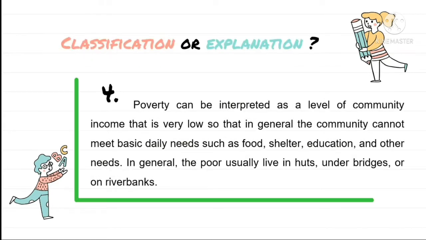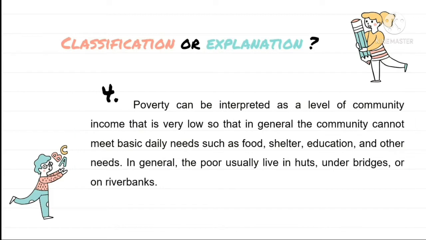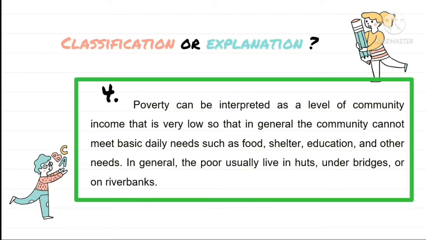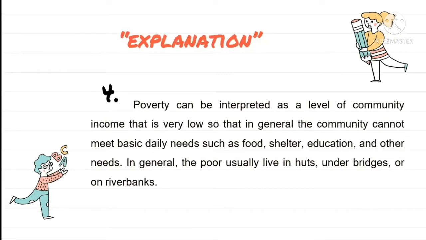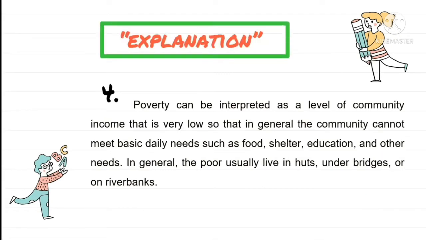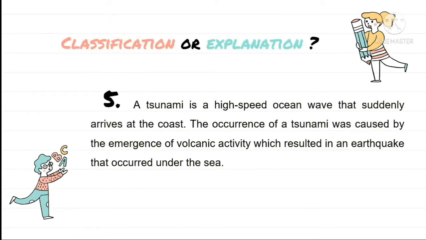Number 4, poverty can be interpreted as a level of community income that is very low, so that in general the community cannot meet the basic daily needs such as food, shelter, education, and other needs. In general, the poor usually live in huts, under bridges, or on riverbanks. The correct answer is explanation, because this paragraph defines what poverty is and gives information on where poor people live.